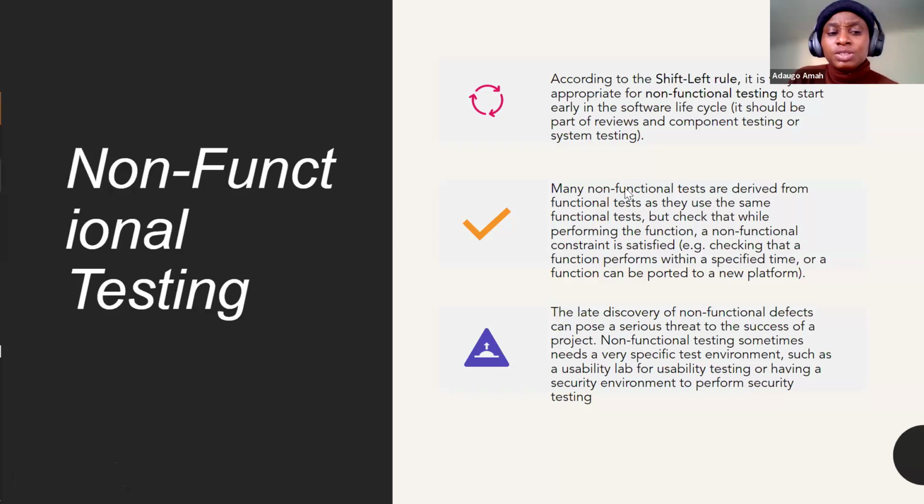All right. So for non-functional testing, the shift left rule, like I said, is always very important. I need to reiterate over and over again that testing should start early in the software life cycle. Like I said, your testing starts from your documentation review. So basically, many non-functional tests are derived from functional tests, as they use the same test cases. When you're testing the functionalities of the various systems, you can still use that same test case to run your non-functional testing.